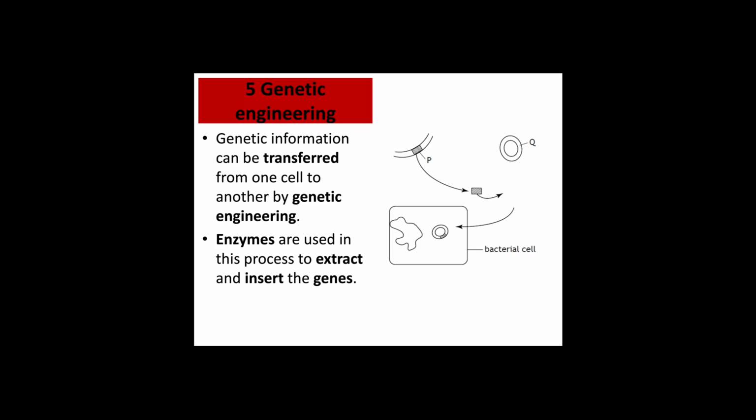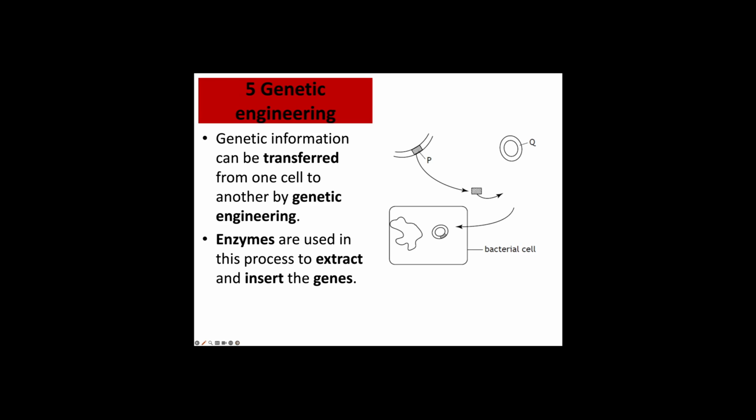So genetic engineering is the ability to transfer genes from one organism to another. As it says here, genetic information can be transferred from one cell to another using this process of genetic engineering. Now, this process involves the use of enzymes, and the reason is because we have to both extract and insert genes. So we're doing a degradation, a breakdown reaction, and we're also doing a synthesis or a build-up reaction here. We're extracting and inserting the genes.